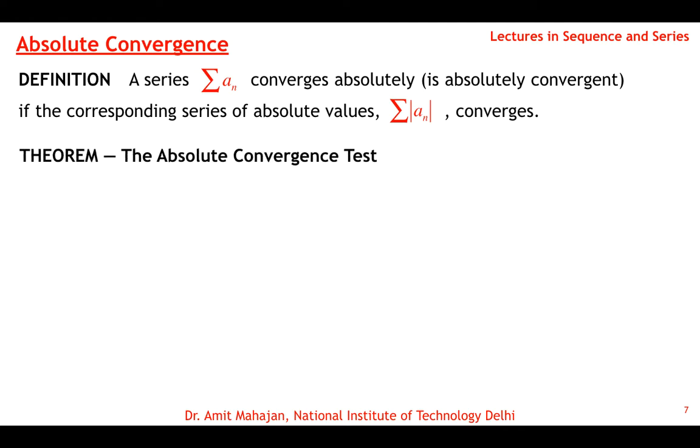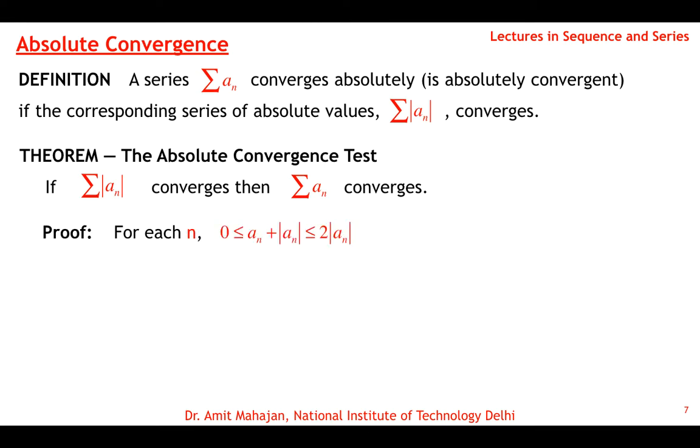So we have an important result from here, the absolute convergence test, which says that if the series of absolute values converges, then the series converges. So if you are given any series an which may contain positive or negative terms in between, and if we construct a series of absolute values from there and prove that it converges, then the original series is definitely going to converge. We'll just prove this result first.